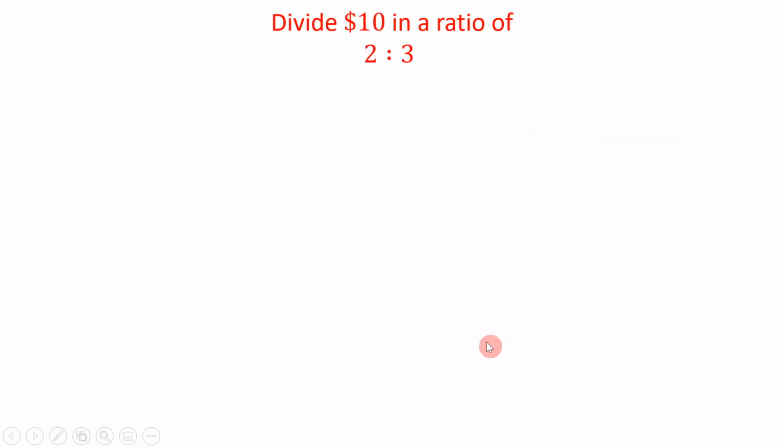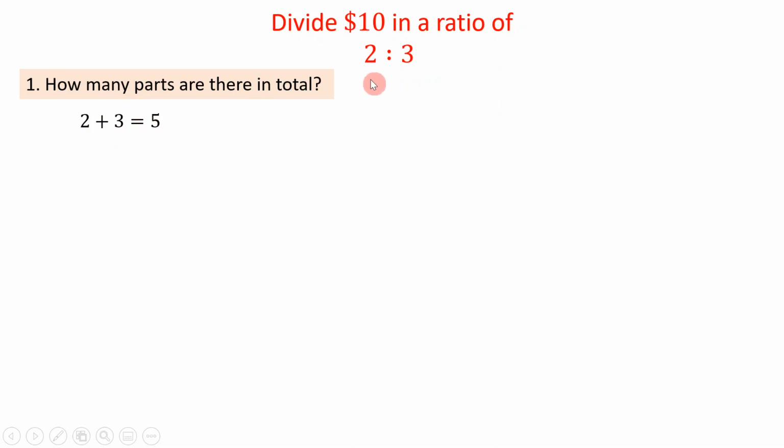Now, the questions that you're going to face are going to look something like this. So let's walk through how you would answer this. It says divide $10 in a ratio of 2 to 3. So how are we going to answer this? Step 1. We're going to ask ourselves, how many parts are there in total? Well, we have 2 parts to 3 parts. So how many parts are there in total? Well, to answer that, you'd go 2 plus 3. So you're taking both of these, you're adding them together, and we're going to get 5. So there are 5 parts in total.